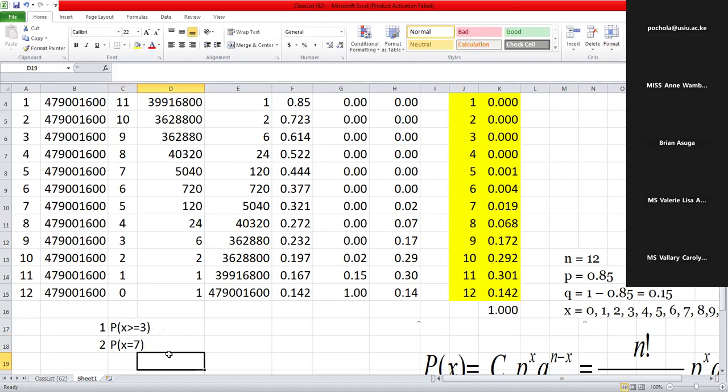Next. Getting between 6 to 12 successful surgeries inclusive. Meaning that this is now what you do. Again, you write this in mathematical form, then you just write the stories. So you come here, then you say, between 6 and 12 inclusive.